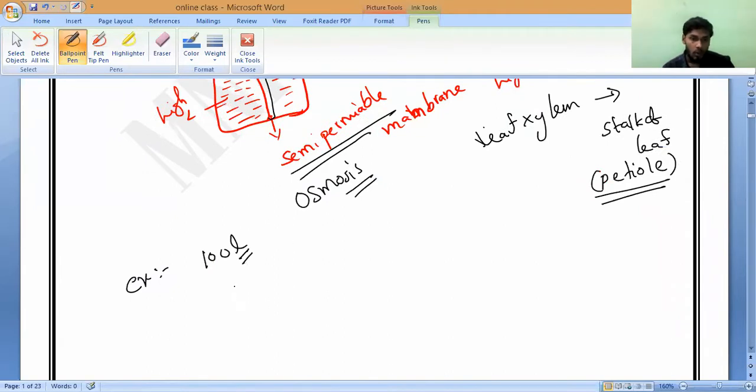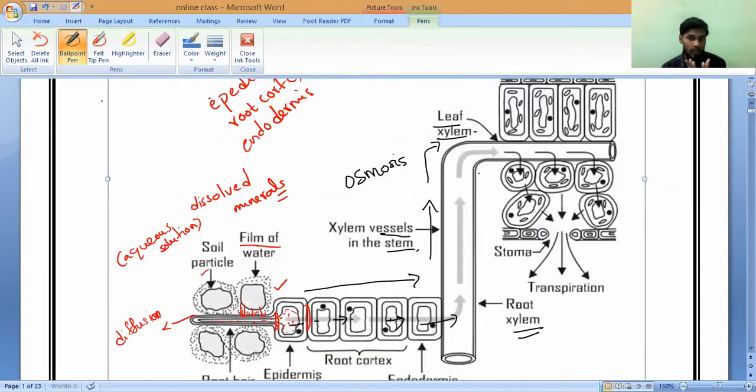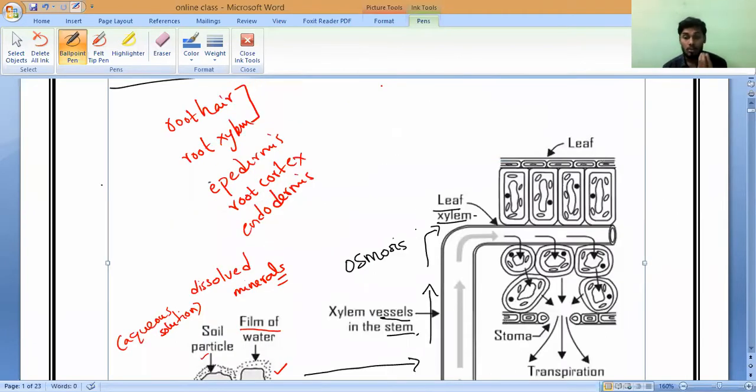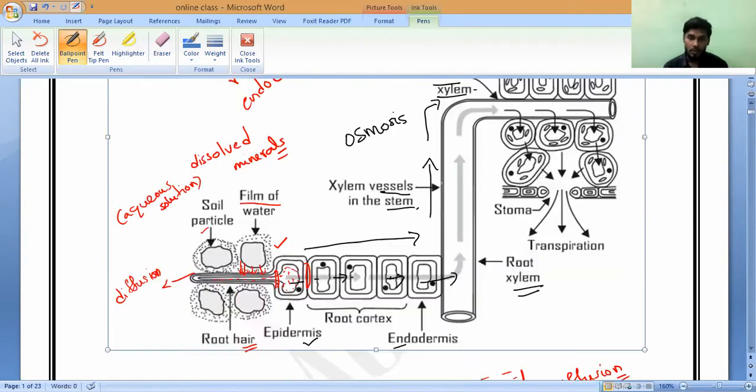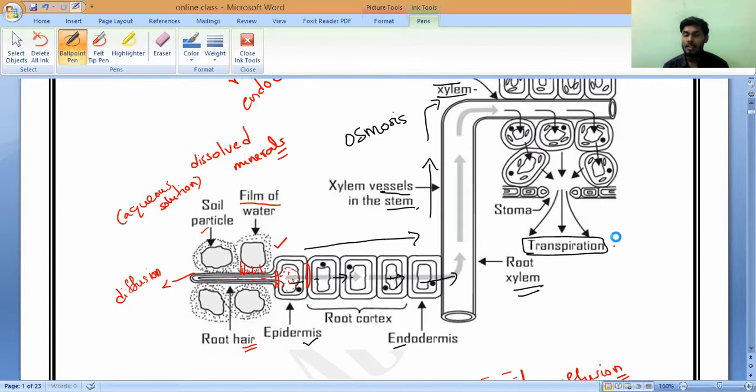As we discussed in the last class, if they are observing 100 liters of water, only 1 to 2% of that water is utilized by the plant, and all the remaining water is evaporated from the leaf. What is the porous medium of the leaves called? Stomata. Through the stomata of the leaves, the water is evaporated into the atmosphere again. That process is called transpiration.